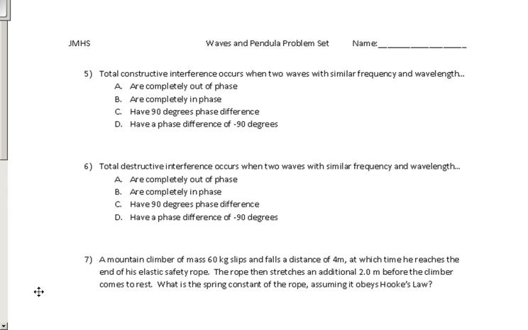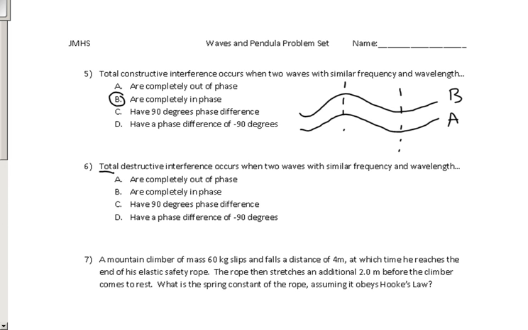Moving on to the back page, total constructive interference occurs when two waves with similar frequency and wavelength. Well, if we take a look, our frequency and wavelength being similar, we wanted to have total constructive interference, which means we need our crests to line up with their crests and our troughs to line up with their troughs. So we'll look something like this, where this is wave A and this is wave B. If our crests line up with each other and the troughs line up with each other, that means that they are completely in phase with each other.